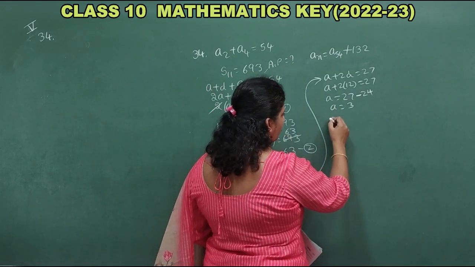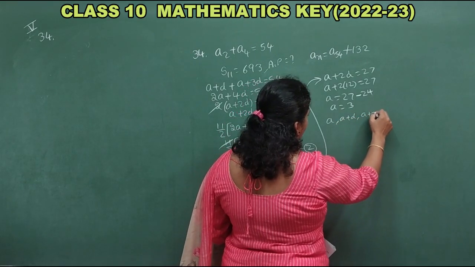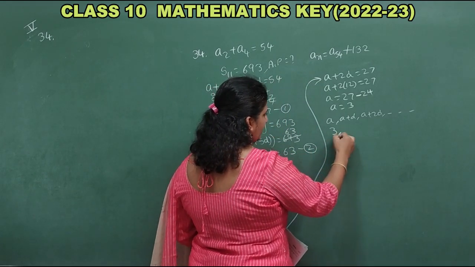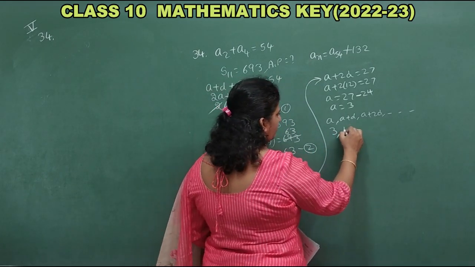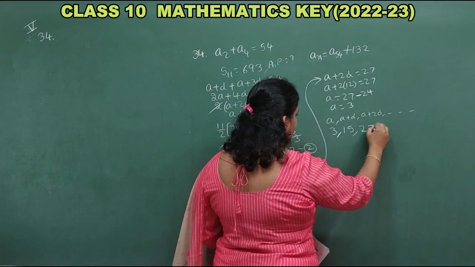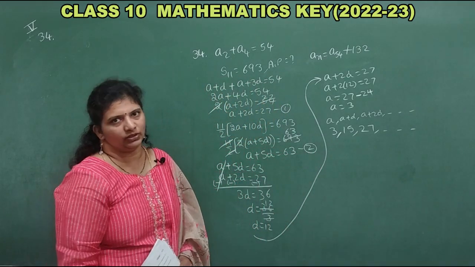So what is the general form of an arithmetic progression? A, A plus D, A plus 2D, and so on. Right? Substitute now. 3 plus 12, it will be 15. And again 15 plus 12, 27, and so on. This is your required arithmetic progression.